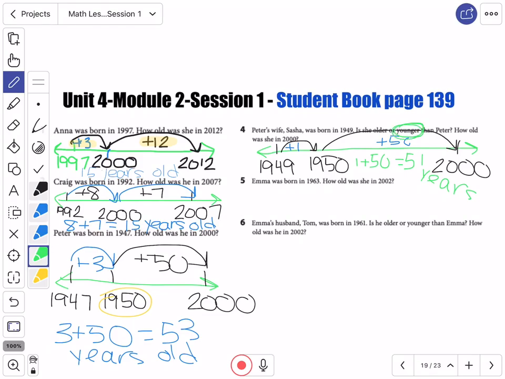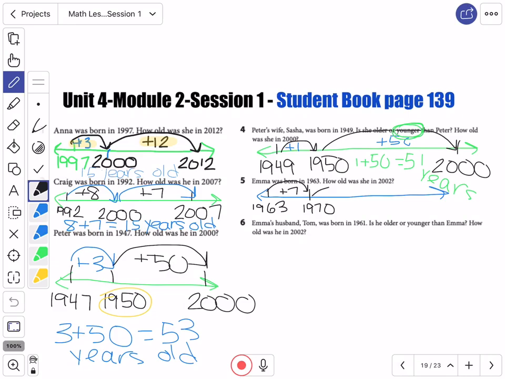All right. And then the next one was, Emma was born in 1963. How old was she in 2002? All right, so here we go. 1963 is going to go on this side. 1963. Okay, so I'm trying to get to that solid number again, and I'm really close to 1970. All right, so I'm going to put 1970, and I'm going to jump. That's 7 years already, okay? So I've jumped 7 years, and I'm thinking of another solid number.